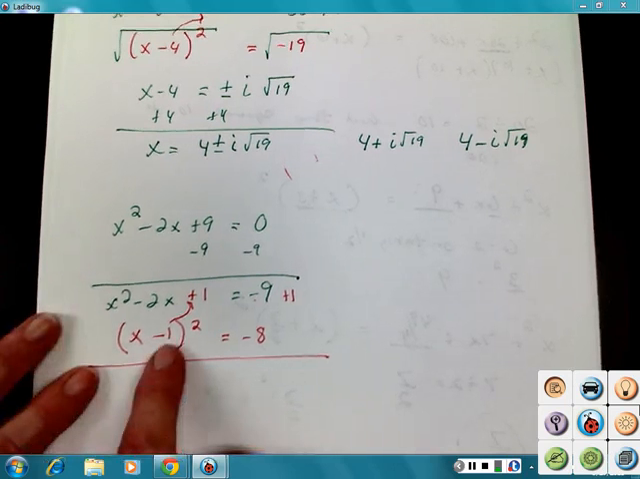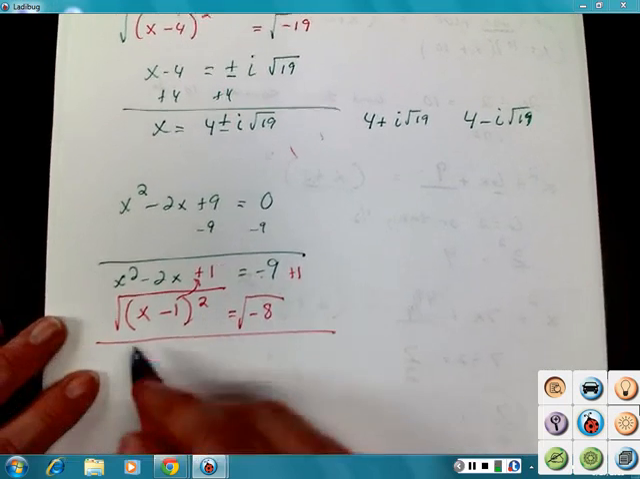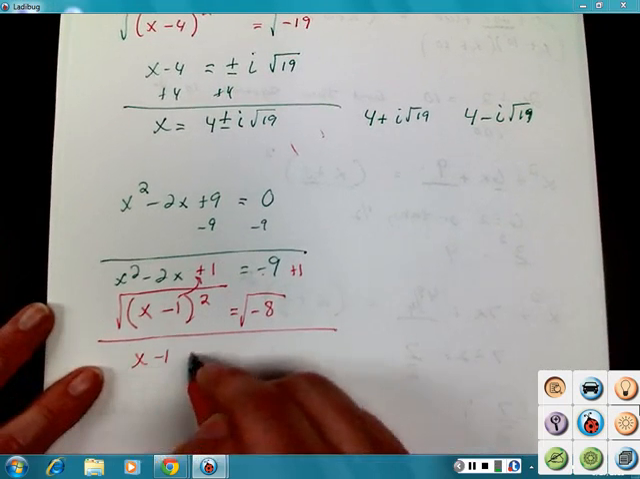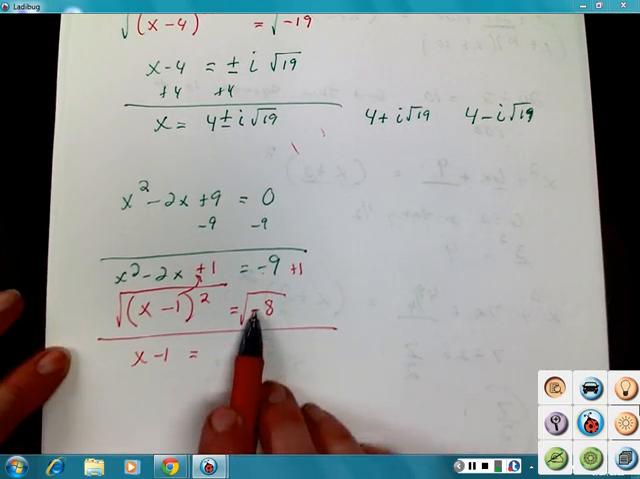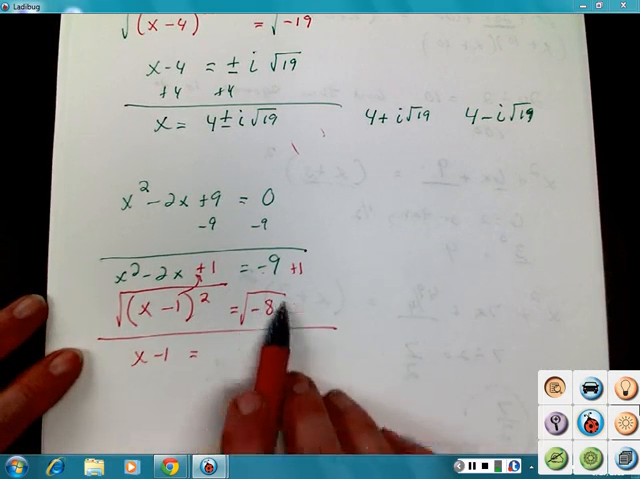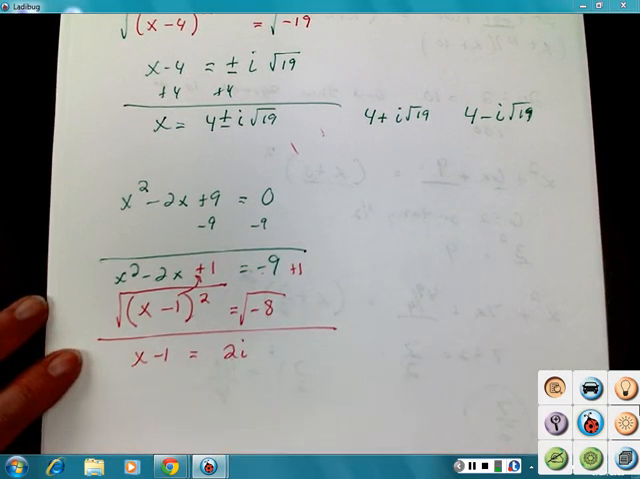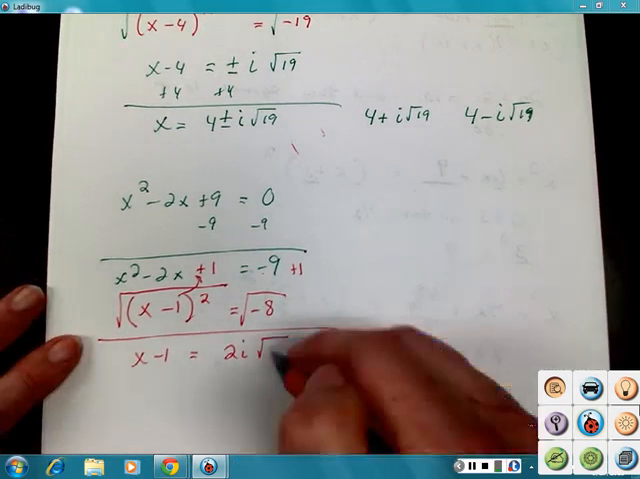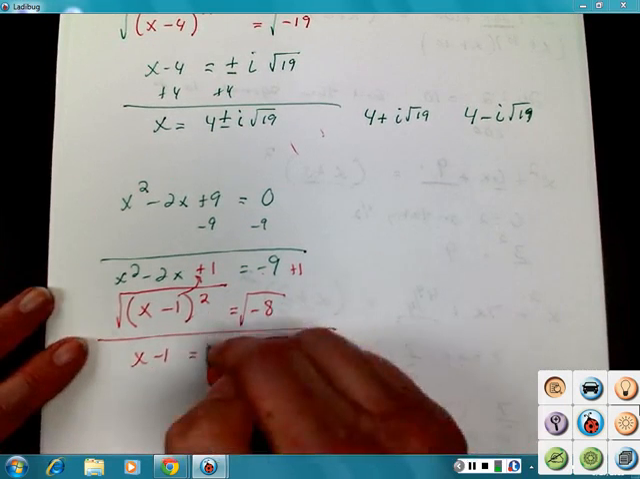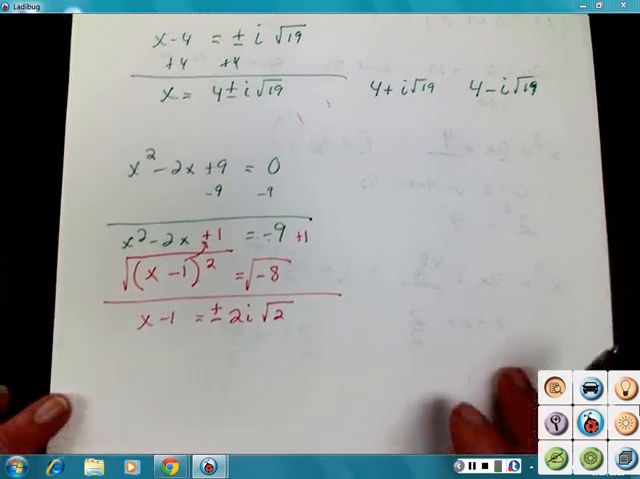So to get this by itself, take the square root of each side. That leaves me with x minus 1 on the left. On the right, I can break that apart from chapter 9. I can pull out a 2 and an i, and what does it leave under my radical? A 2. And don't forget to put your plus and minus in front, because it leads us on two routes. Once you take that square root, you've got two pieces happening there.